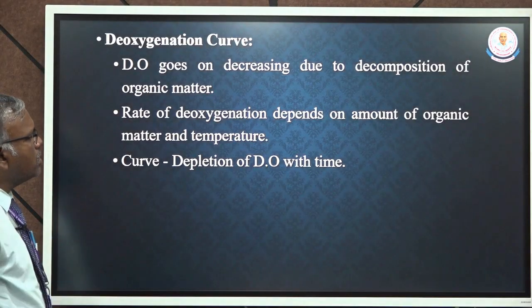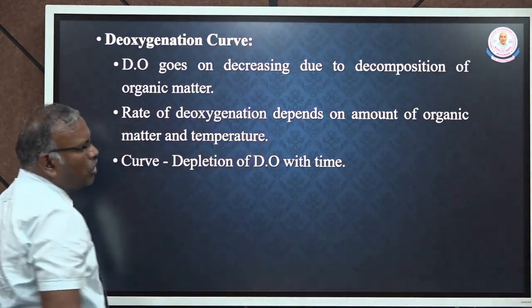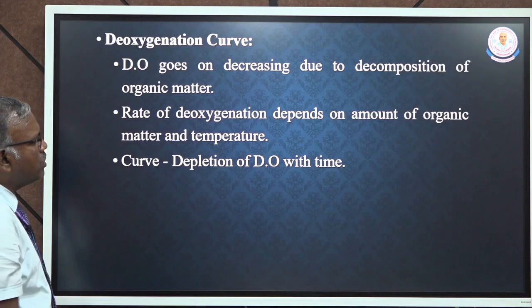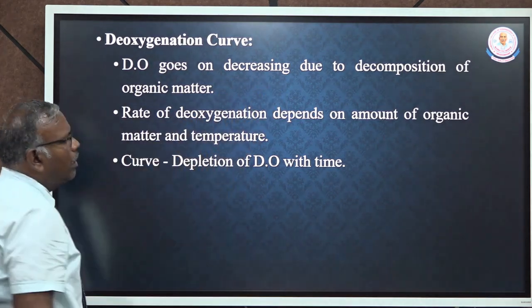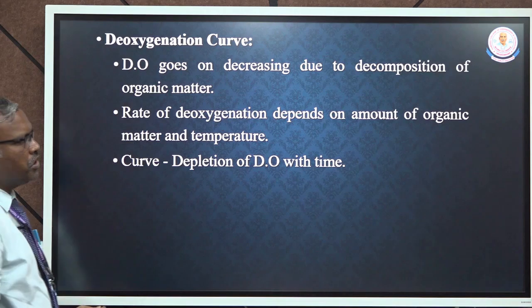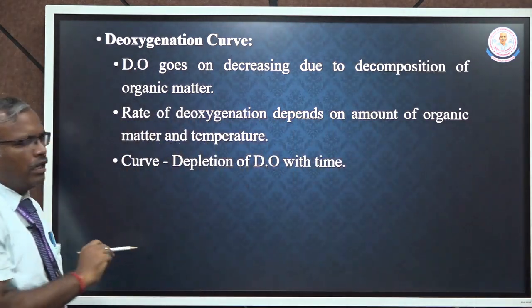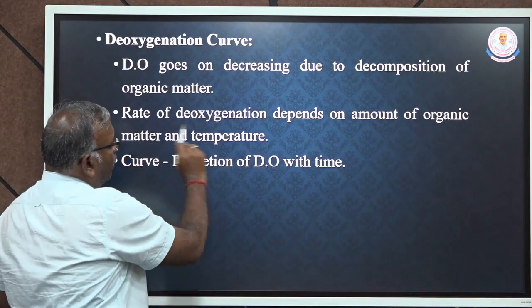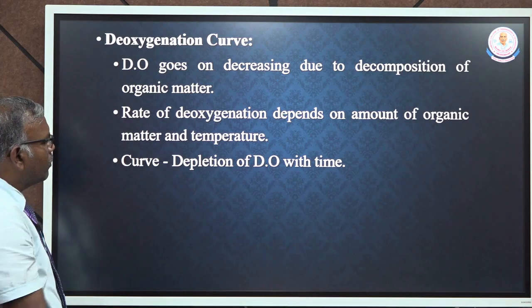Next, the deoxygenation. Initially, as we mentioned, during the decomposition the oxygen will keep on being utilized. So, there will be a decrease in the oxygen level. The rate of deoxygenation depends on the amount of organic substance, and favorable temperature and conditions will lead to the deoxygenation process.